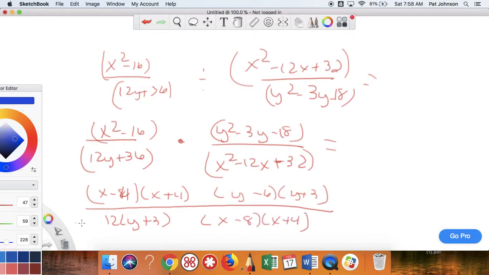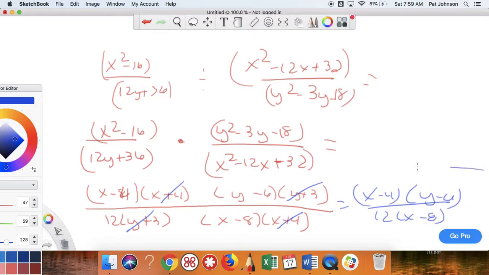So now I can look, do I have anything the same? I have an x minus 4 and x plus 4. That's not the same, different sign. They're conjugates, so they're not equal. But this one and this one are the same. I have a y plus 3 that is the same, so then I'm left with just what? x minus 4 times y minus 6 over 12 times x minus 8. Again, you can leave it in this format. There's no reason to separate.